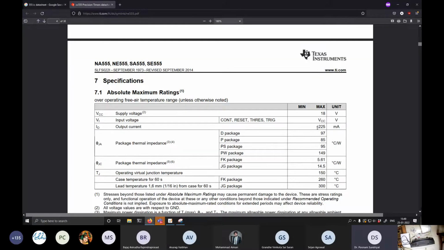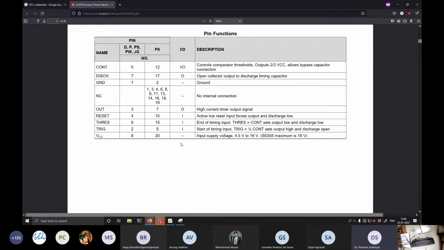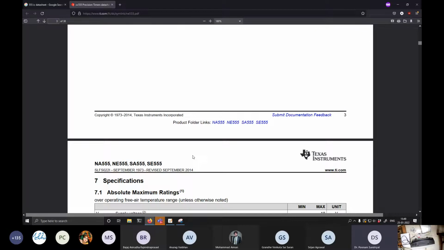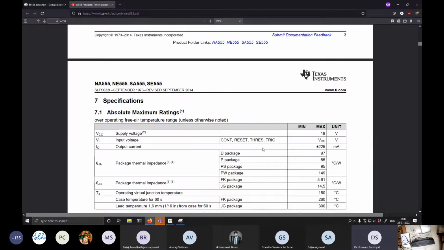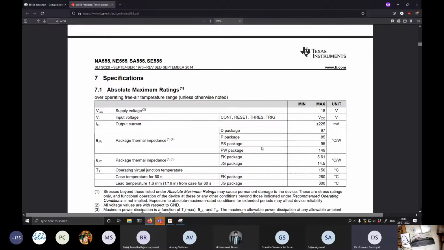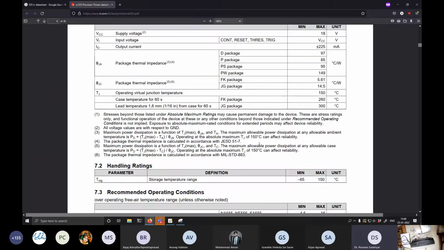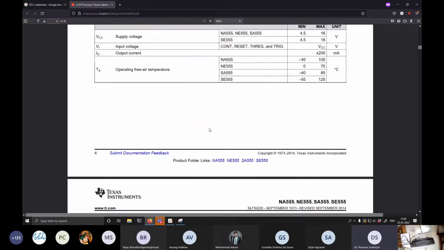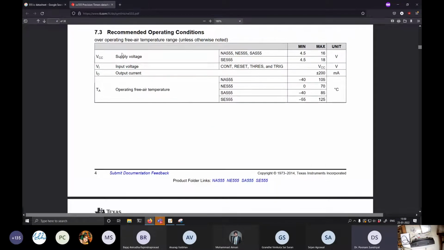The output current: this output pin that you have over here, you can source a current of 225 milliamperes from it. Okay. So it can supply a maximum current of 225 milliamperes, and the plus minus says that not only can the device source you some current, it can also sink some current, which is good. So the recommended operating conditions, VCC supply voltage should be between 4.5 volts to 16 volts. Fine.